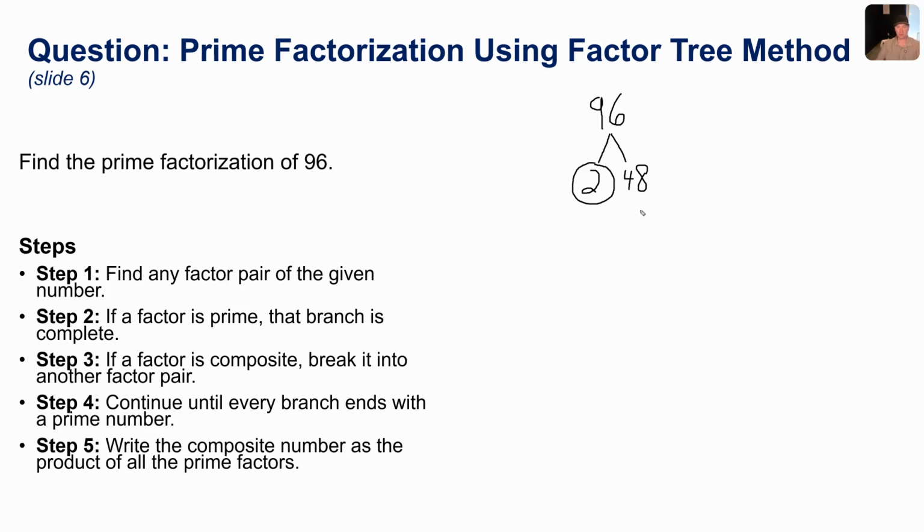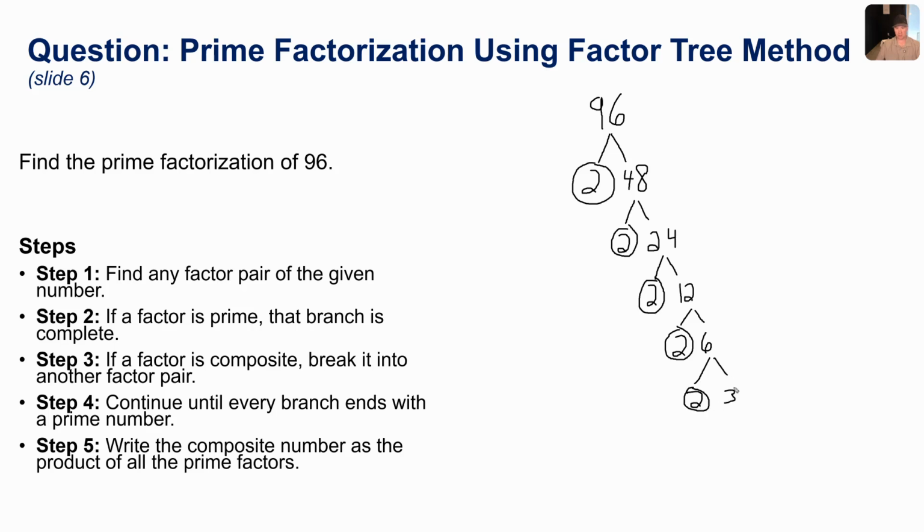Now 48 is also even, so I can factor by another 2 here. So 2 and 24 go into 48, and I can circle 2 here. 24 can continue to be factored down into 2 and 12, and then 12 can be factored down into 2 and 6. Again, if I'm starting with all the smallest prime numbers first, we have 2 and 6. And then finally 6 can be factored down into 2 and 3.